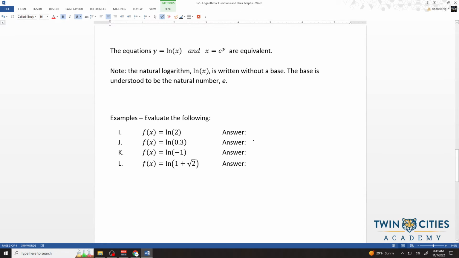So this first one was 0.693. The second one was negative 1.204. This third one, the natural log of -1, was undefined. So we'll say that it gave us an error or it's undefined. We'll talk more about what that means later on. And then 0.881 was this last one here.